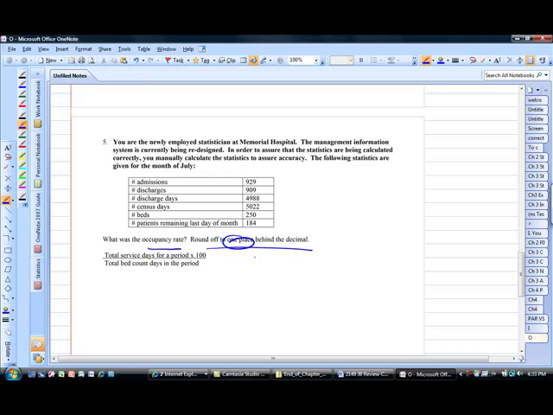Okay, our formula for this: total service days in the period times 100. The total service days in this period is 5,022. And so we're going to multiply that by 100, and then we have to look at our beds. Our beds is 250, and we're going to multiply that by 31 days.